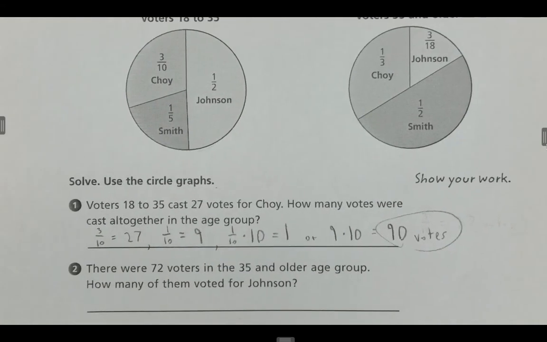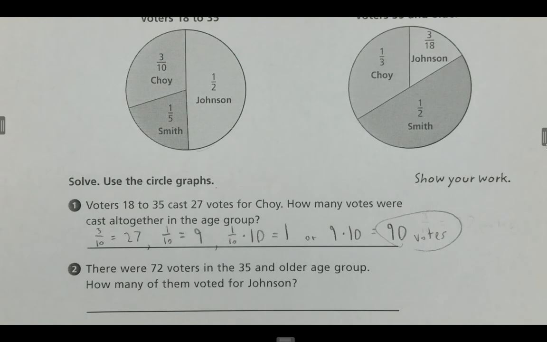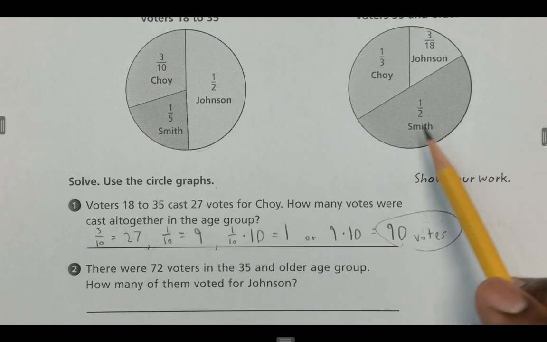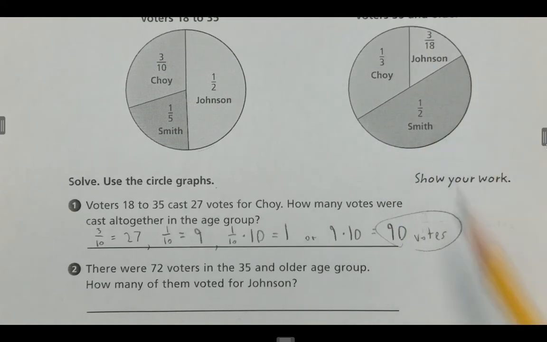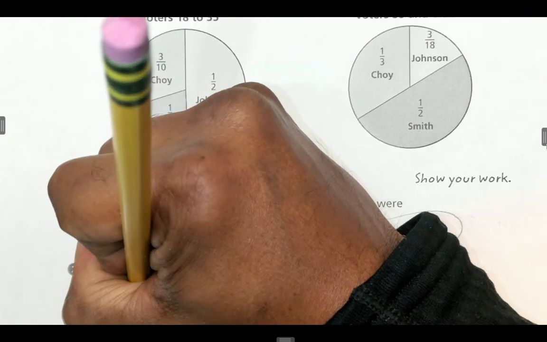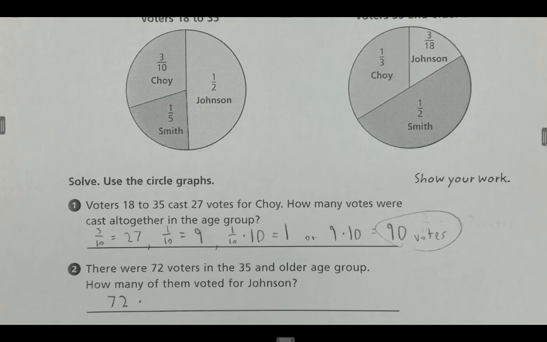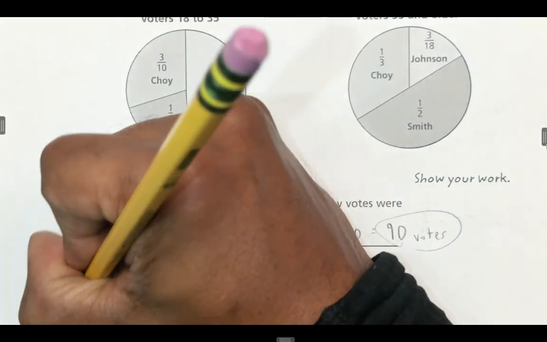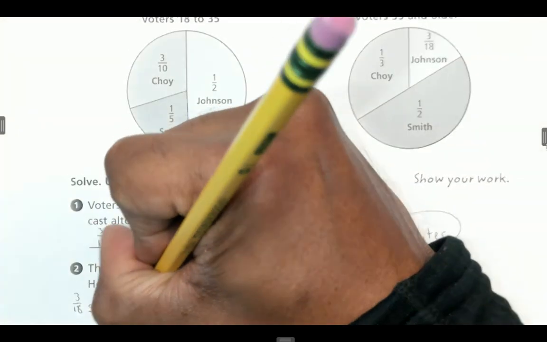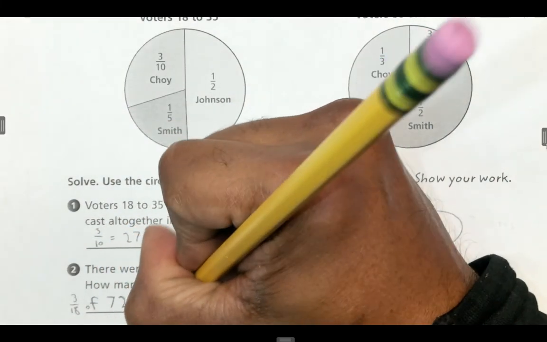Question 2. There were 72 voters in the 35 and older age group. Okay, it's shown by this pie chart. How many of them voted for Johnson? Okay, so if the whole represents 72 voters, I'm trying to figure out what's 3/18 of 72. So 3/18 of 72 is equal to, think what operation?